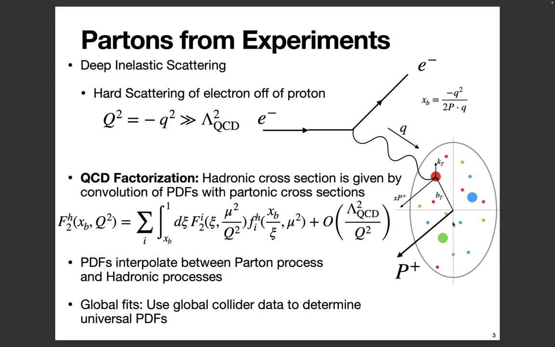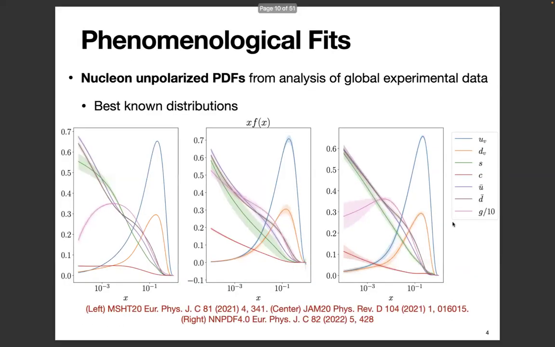Okay, so I mentioned the global fits. This is what they look like. So for the case of the unpolarized distributions, which is if you imagine your particle is moving and you want to take the average of the ones whose spins are aligned and anti-aligned with your particle, you don't care about their spins. These are very well understood experimentally.